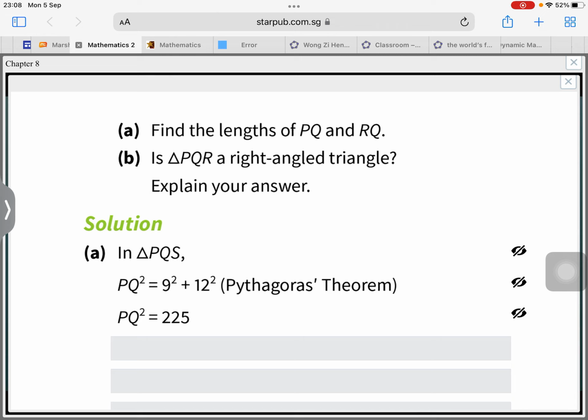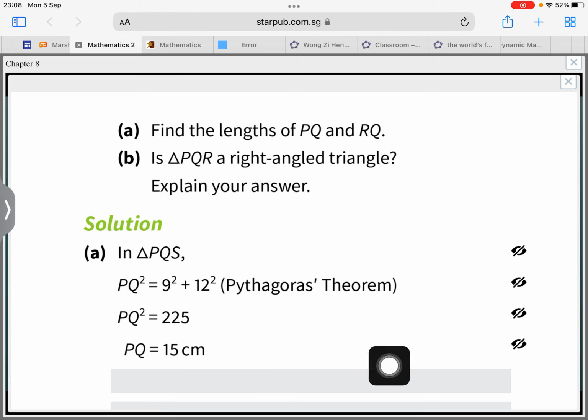Then you need to perform square root on both sides. So PQ equals square root of 225. Key thing to take note: over here, they are missing a step. You should write PQ equals plus minus square root of 225, and then write that PQ is 15 cm, reject negative 15. This is an important thing to take note of when you're doing Pythagoras theorem: when taking square roots, do a plus minus.